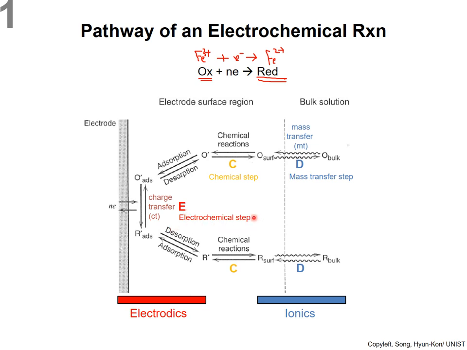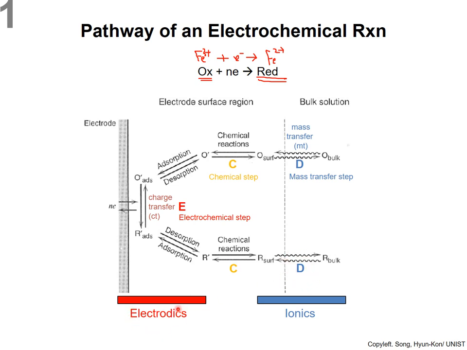So right now we have three steps: the mass transfer step or D step, the chemical step or C step, and the electrochemical step or E step. Then on the surface of the electrode, we have R prime adsorbed instead of O prime adsorbed. This R prime adsorbed is dissolved into R prime in the electrode surface region, and this species could also experience some chemical reactions. So right now, R surface. This is also a chemical step after the charge transfer. And R surface is diffused out of the surface region into the bulk solution region. So finally we have R bulk after experiencing the mass transfer step.